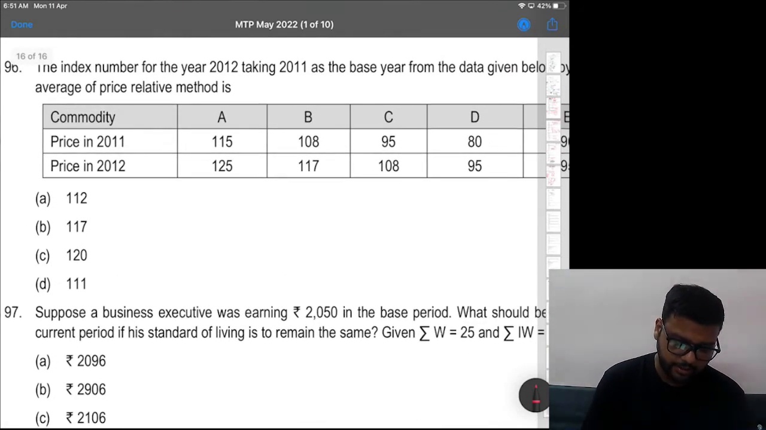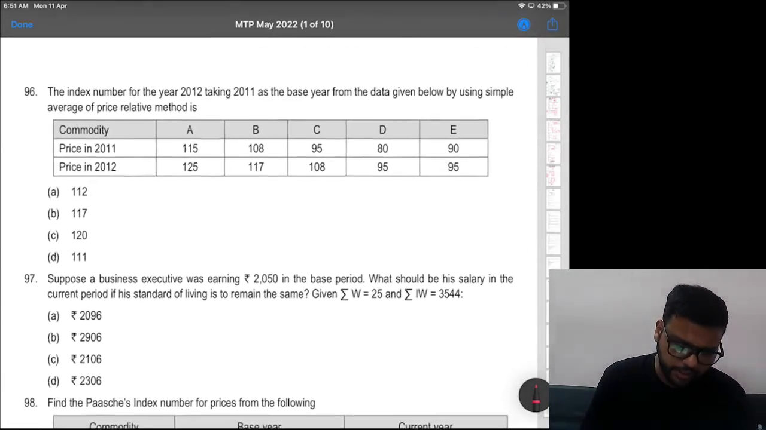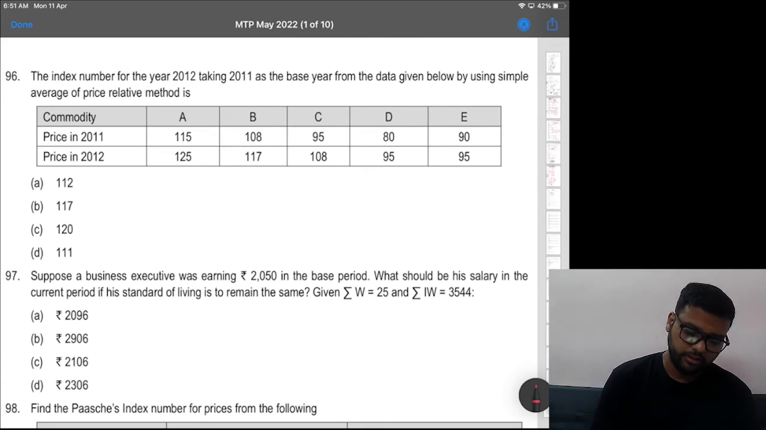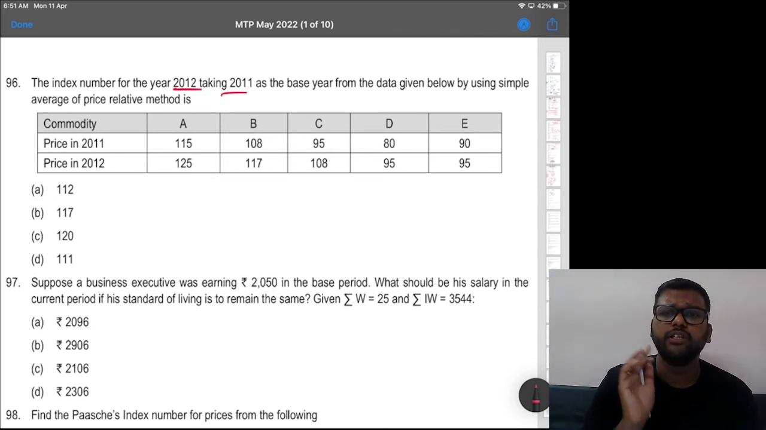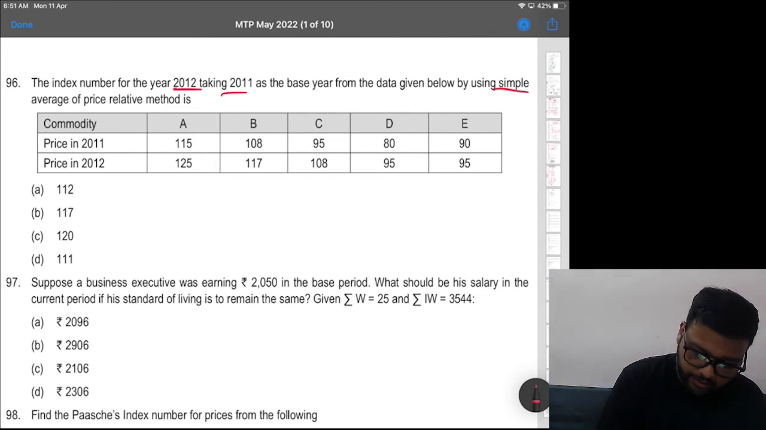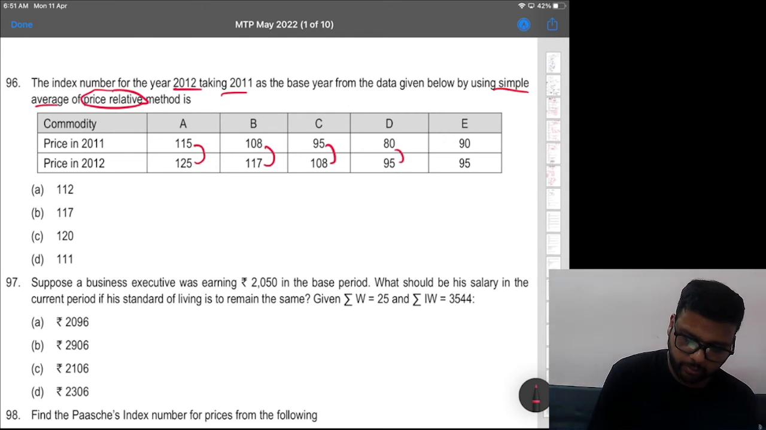Next, 96. Now the last 5 questions I think are on index numbers. Index number for the year 2012, taking 2011 as base, from the given data by using simple average of price relative. Just read what is given. Simple average of price relative. So let's find price relatives and let's find their simple average. How do we find price relative? Pn by P0.